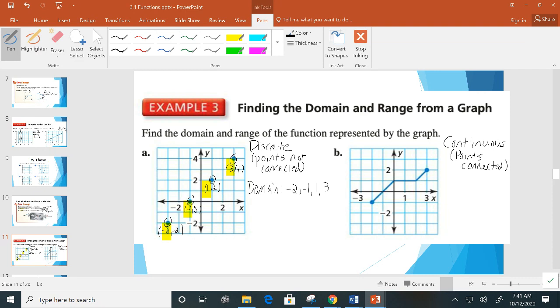Oh, sorry, this is -3. Wrote the wrong point here. Let's get rid of that. Okay? Your range is just your y values. So we've got -2, 0, 2, and 4. And we would just list those out.